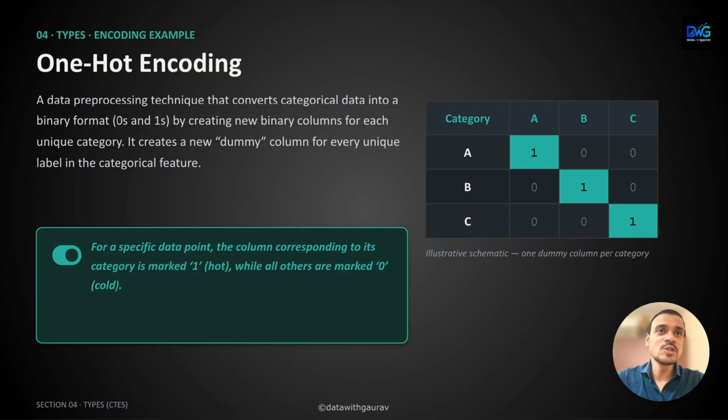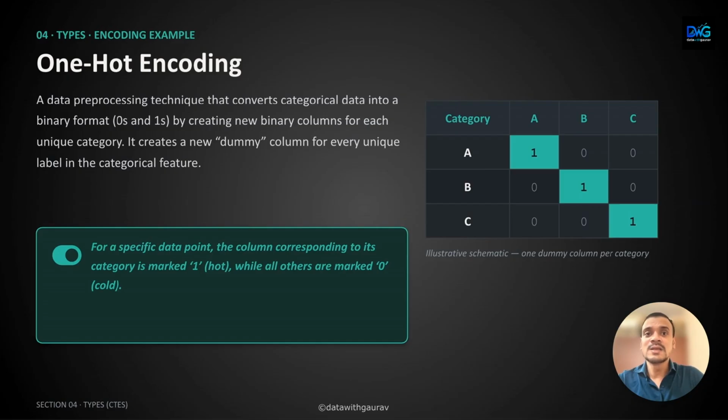Let's understand one of the most widely used encoding techniques, that is one hot encoding. Imagine your dataset has a column called color and the values are red, blue, and green. So a machine learning model does not understand these words. It only understands numbers. So one option might be to assign numbers like red equal to 1, blue equal to 2, and green equal to 3. But this creates a problem. The model may incorrectly assume that green is somehow greater than blue and blue is greater than red, even though colors have no natural order.